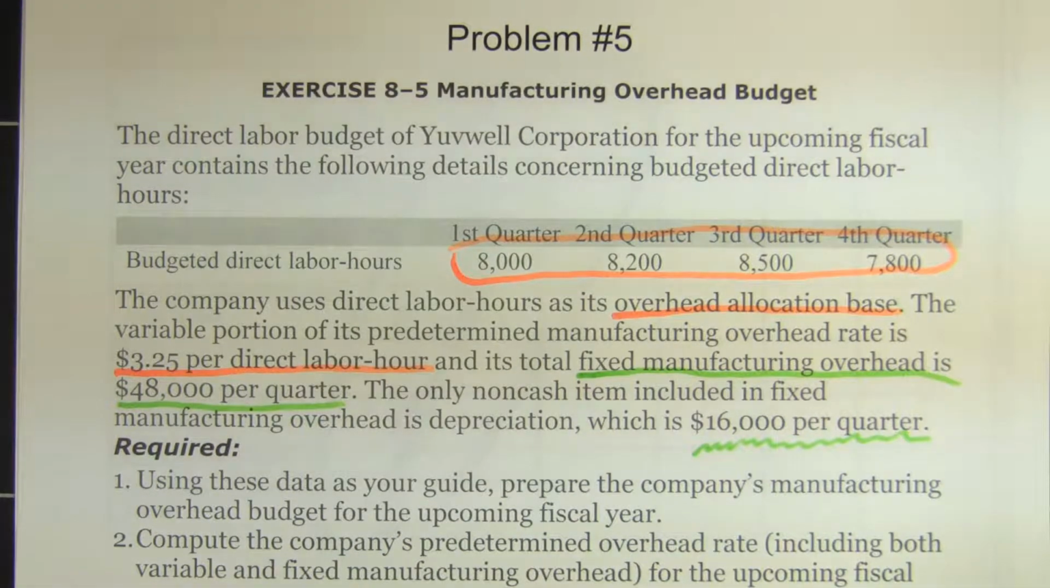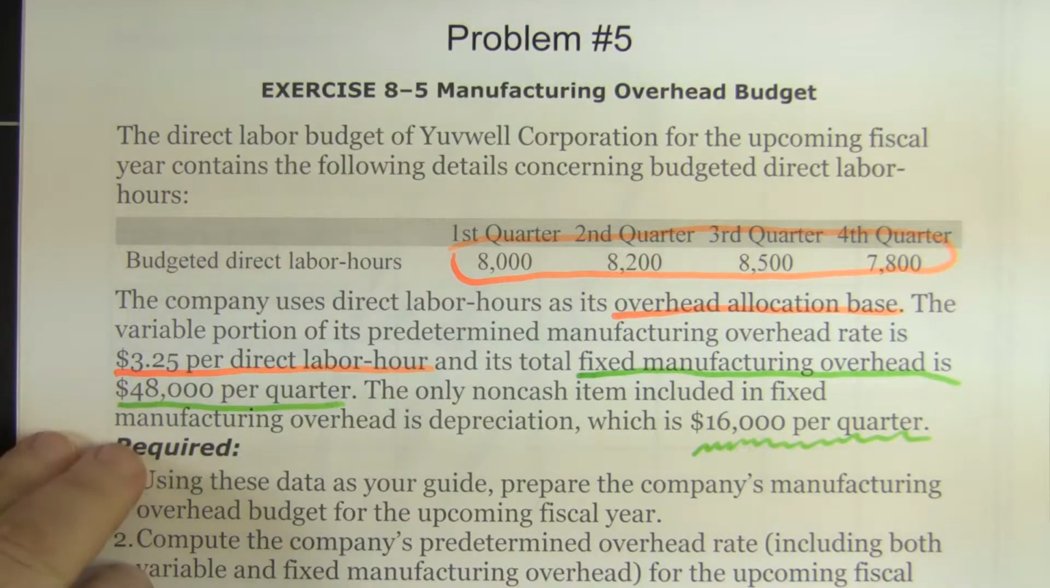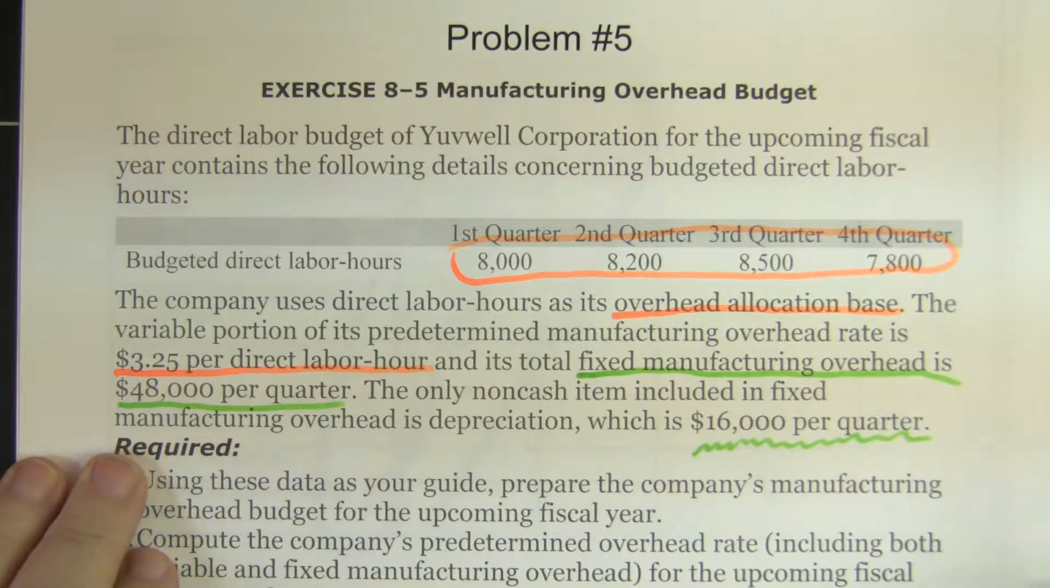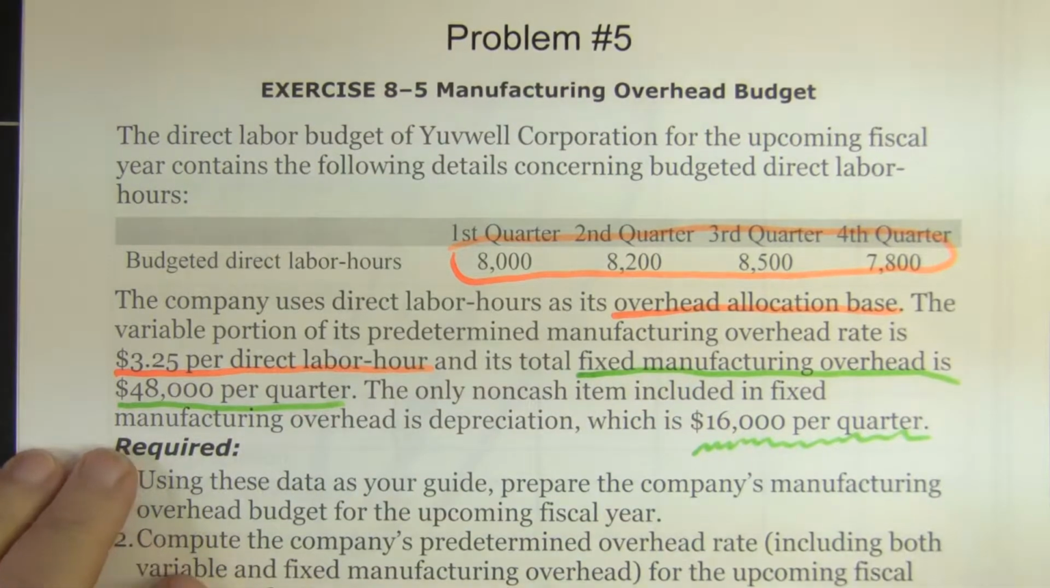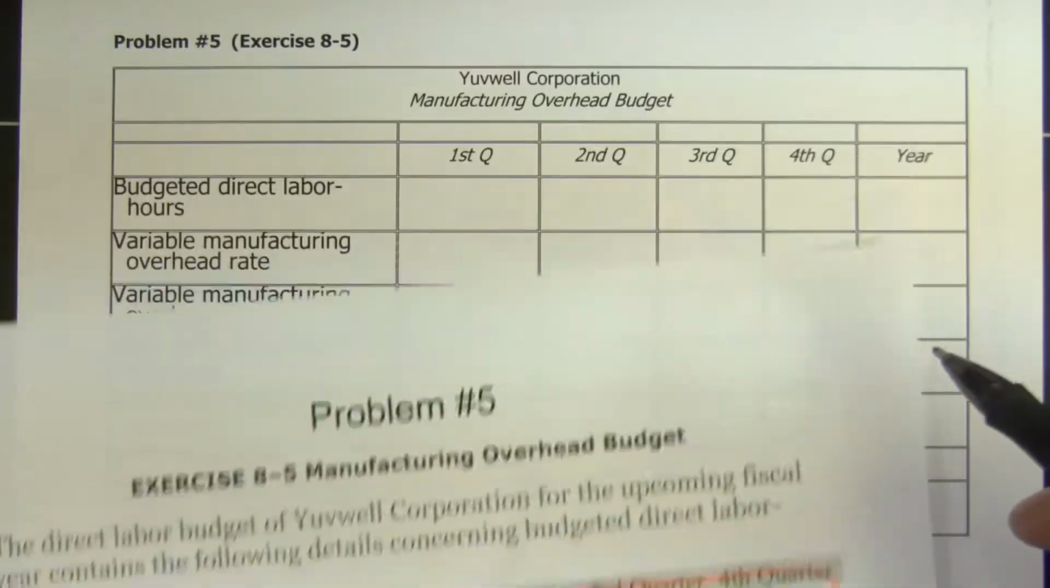So using these data as our guide, let's prepare an overhead budget for the upcoming year, and then let's see what their total manufacturing overhead rate really is for the year. So this looks a little daunting. It looks like it could be confusing, and whenever something looks tough, I always pick a part that I know I can do and do that first. Well, I know I can copy down these numbers.